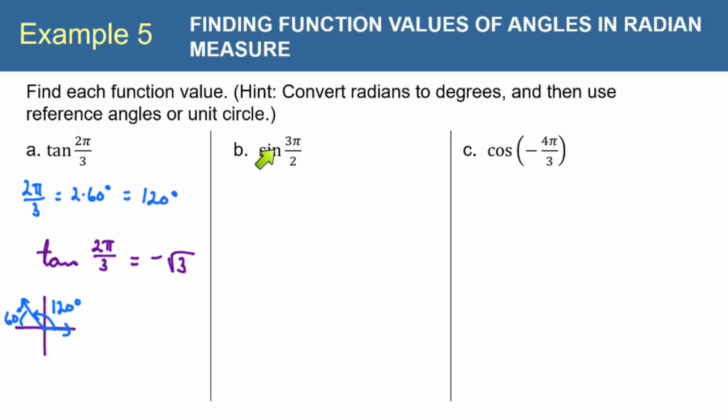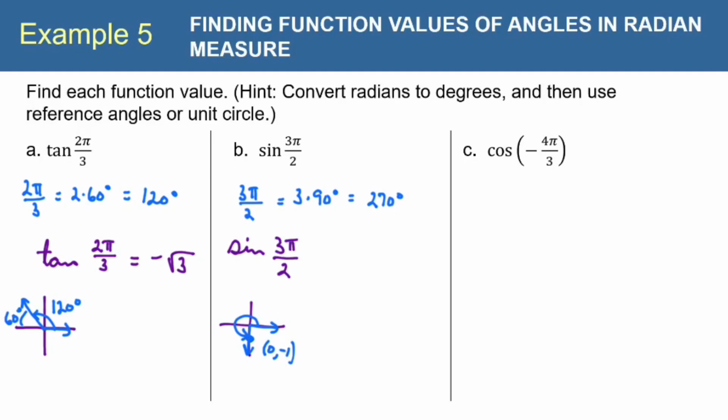In part B we have the sine of 3 pi over 2. So first let's figure out how many degrees this is. 3 pi over 2 radians is going to be 3 times 90 degrees, and that's going to be 270 degrees. So let's go ahead and draw ourselves a 270 degree angle, and we can see this is a quadrantal angle, and so we want to think about the unit circle. This terminal side goes through the point (0, negative 1) on the unit circle. So the sine of this angle is just the y-coordinate of this point. So now we can say the sine of 3 pi over 2 is equal to negative 1.